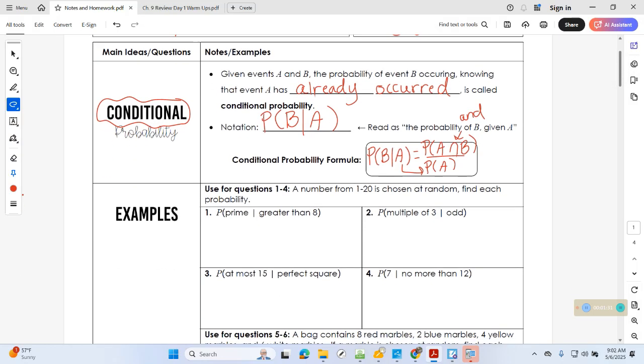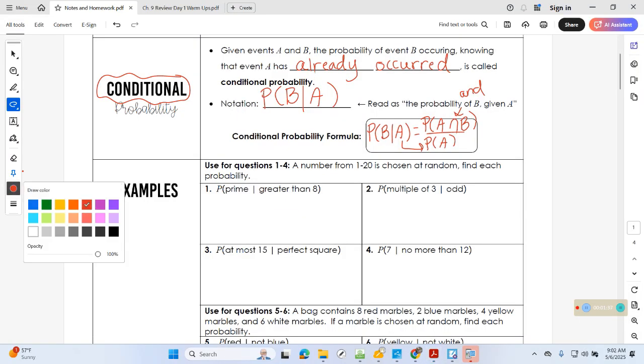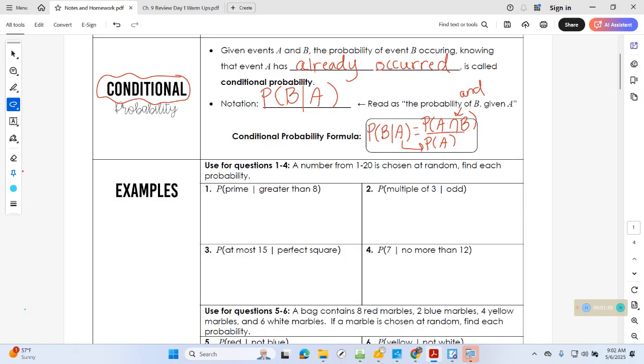Let's scroll this up a little bit. So it looks kind of crazy. It is a little crazy at first, but once we get into it, you'll see it's really not that bad. And of course, I'm going to make some notes on the side here because you can see we're talking about, in this first example, prime numbers, multiples of 3, odds. We're talking about all the different numbers, okay? So a number 1 through 20 is chosen at random. Find each of the probabilities.